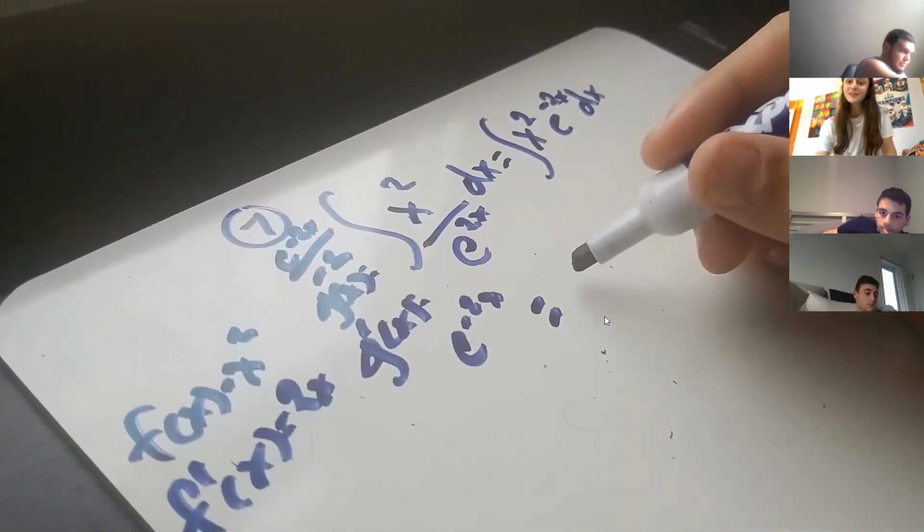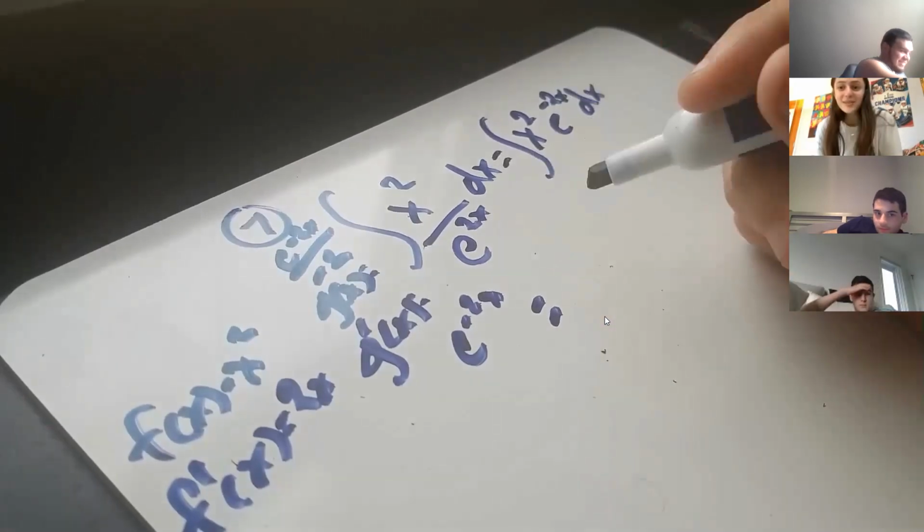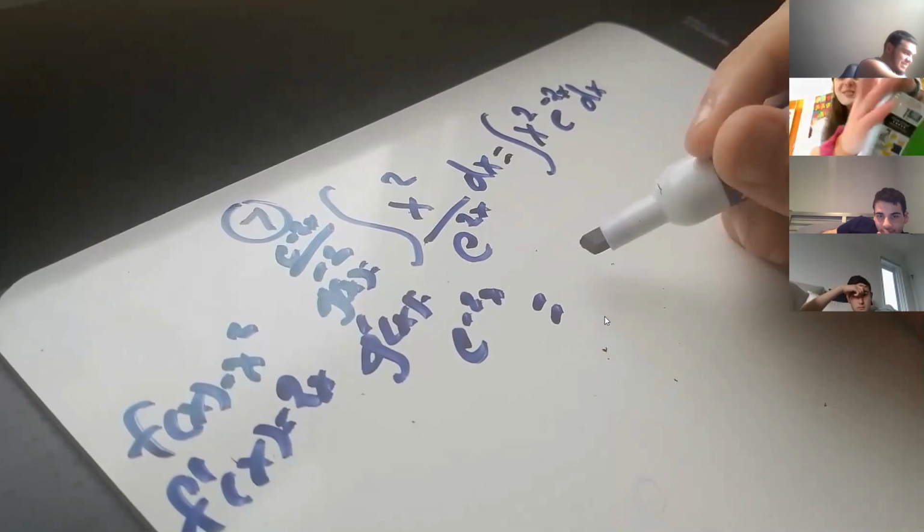That's what I said, and you said it's wrong. You never said that, Nava. I said e to the negative 2x over negative 2. I have it written down.